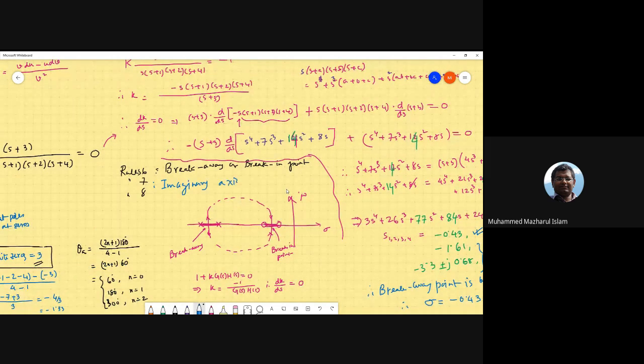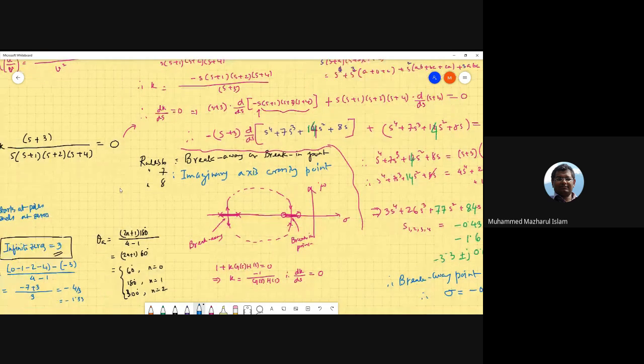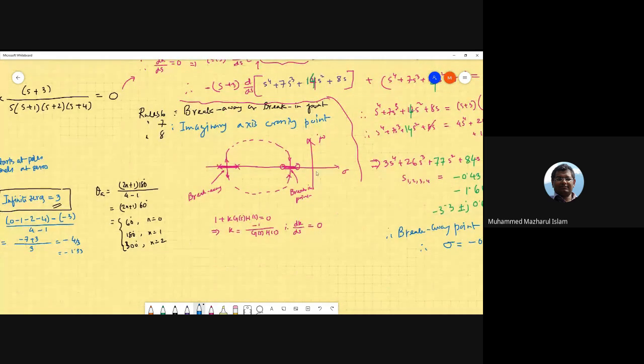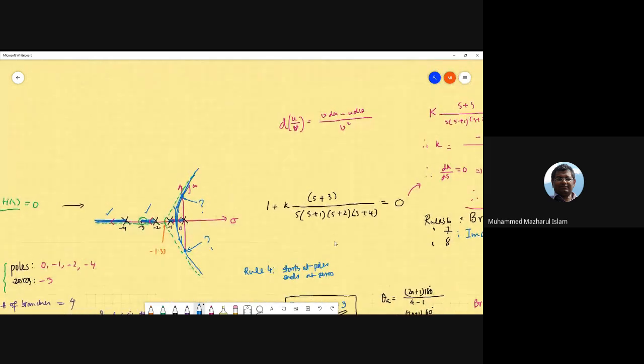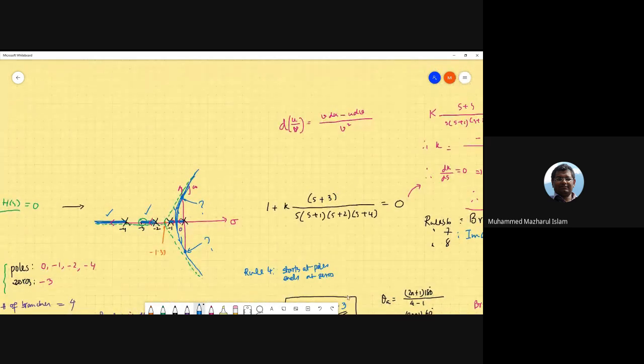Imaginary axis crossing point. Not all root loci will cross the imaginary axis. For example, the root locus shown here in pink does not have any imaginary axis crossing point, so you don't need to find one for this root locus. It depends on the type of root locus which you are handling. For this system, for example, we will have an imaginary axis crossing point.